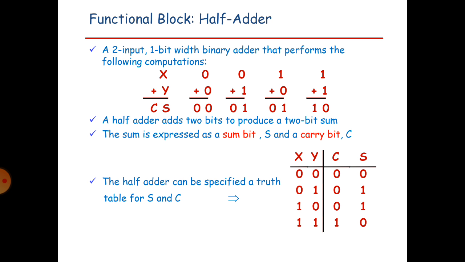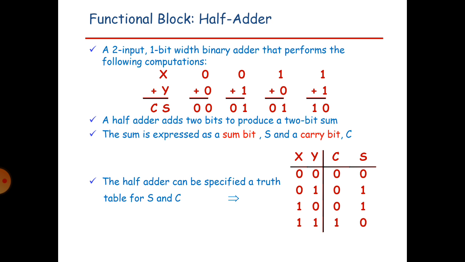That is 00, 01, 10, 11. So when you add 00, we get sum 0 and carry 0. 01 means sum 1 and carry 0. 10 means sum 1 and carry 0. 11 means sum 0 and carry 1. So a half adder adds 2 bits to produce a 2-bit result. The result is expressed as a sum bit S and a carry bit C.